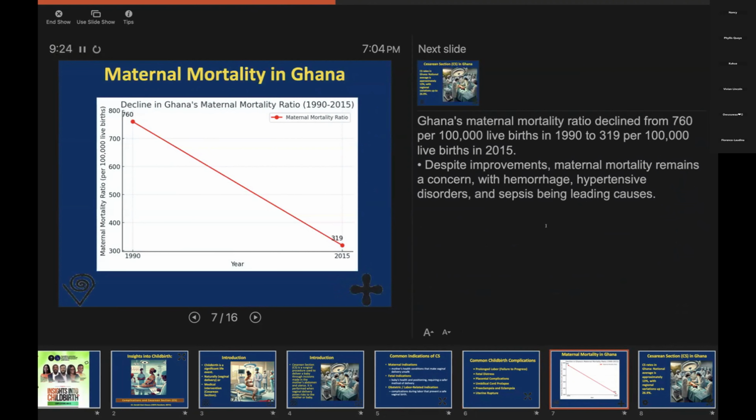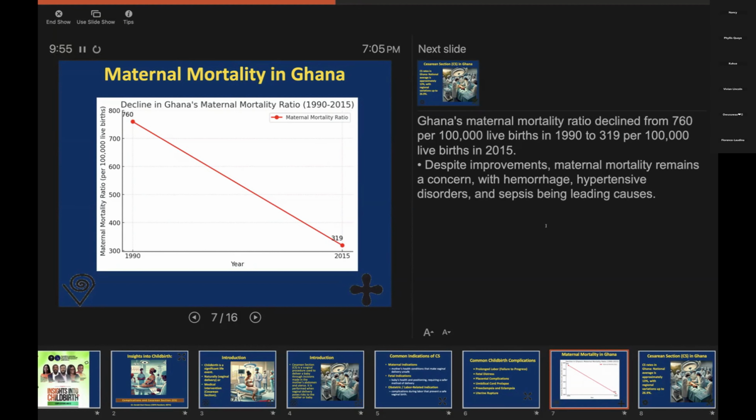In 1990, Ghana's maternal mortality rate was around 760 per 100,000. So it was said that in every 100,000 deliveries in Ghana, about 760 of these pregnant women will die, which is very scary. Let me calculate the percentage, but continue. Which is very, very scary.